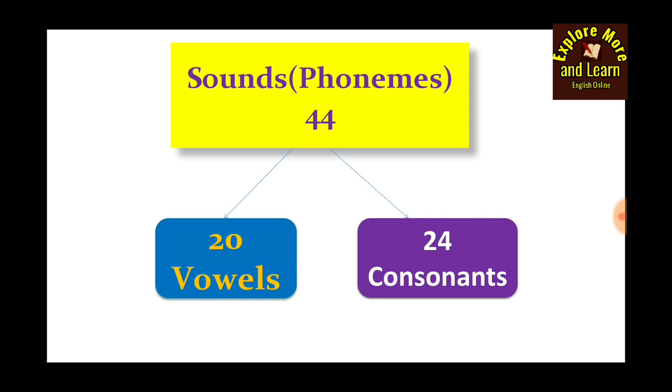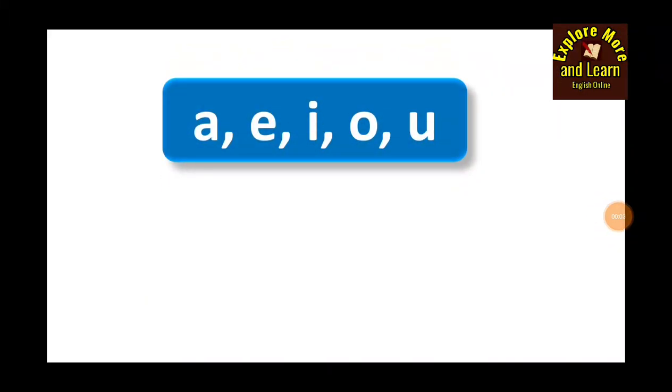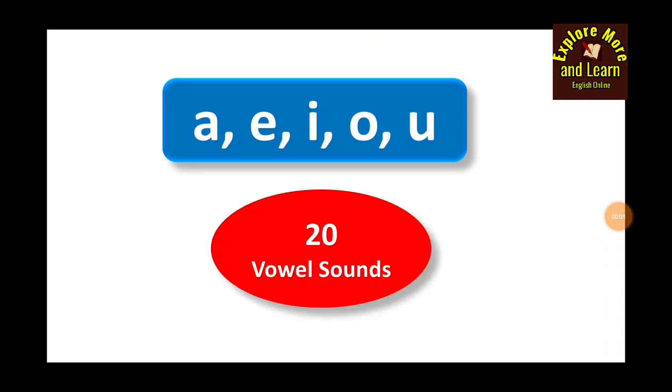Okay, 44 phonemes, 20 vowels, 24 consonants. Okay, so we get 20 vowels and 24 consonants from these 44 phonemes. Got it? As I told you that from 26 letters we get these 44 sounds. So from these 5 letters A, E, I, O, U, we get 20 vowel sounds.